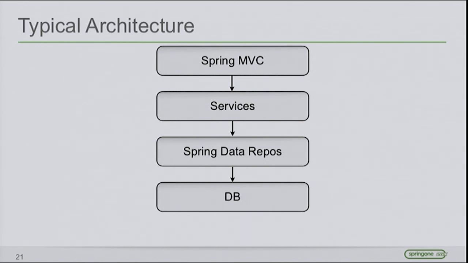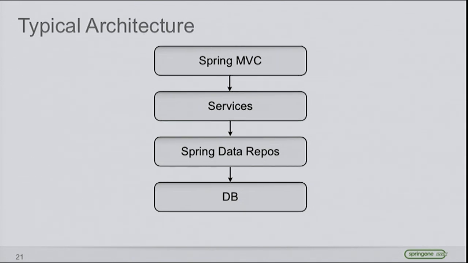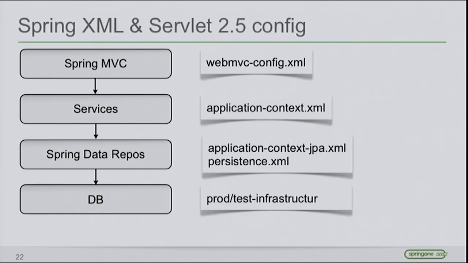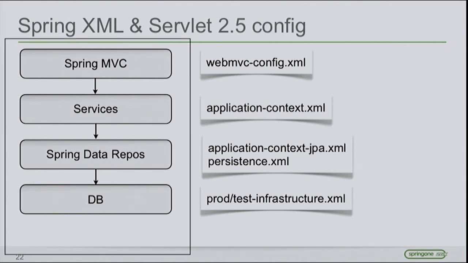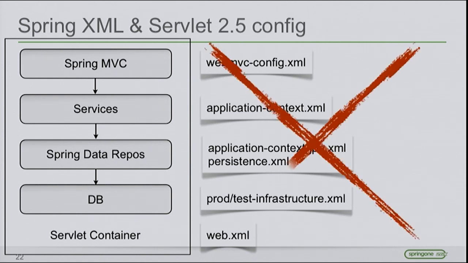But let's come to a different point, and that is how application security might affect your web application itself. Here's a typical architecture from a web application. It doesn't need to be the one you use, but it might be similar. We have a Spring MVC controller, services, repositories, obviously implemented with Spring Data, and a database. Now, back in the old days of Spring, you would configure all that stuff with XML, right? Because XML rules the world. And of course, you have to configure your Servlet container with XML as well.